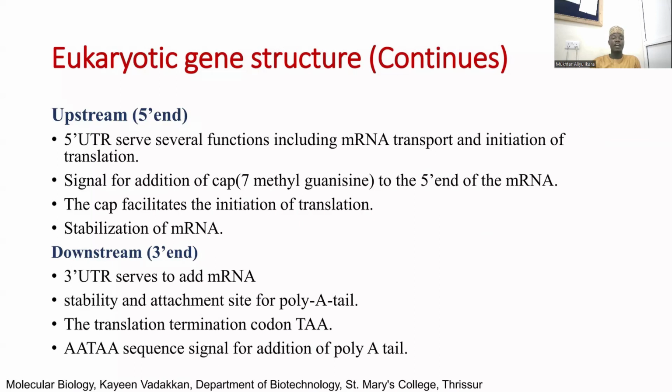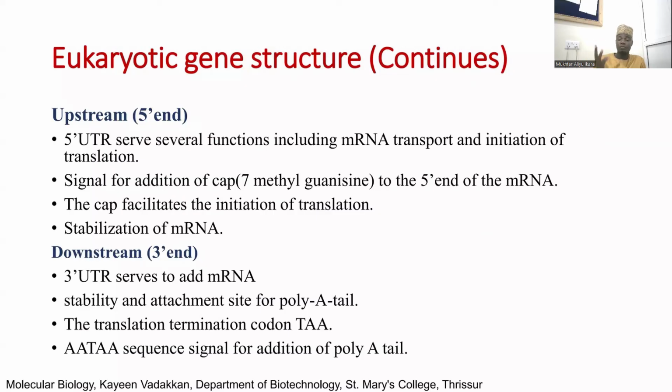So the upstream 5' end is also involved in doing that. And there is also a signal for addition of the 5' cap. So at the 5' end, there is addition of the cap, and that cap is 7-methyl guanosine, which is added to the 5' end of the messenger RNA. And this cap also facilitates the initiation of translation as well as stabilization of messenger RNA. So the 5' cap, which is added to the upstream region, has three major functions.